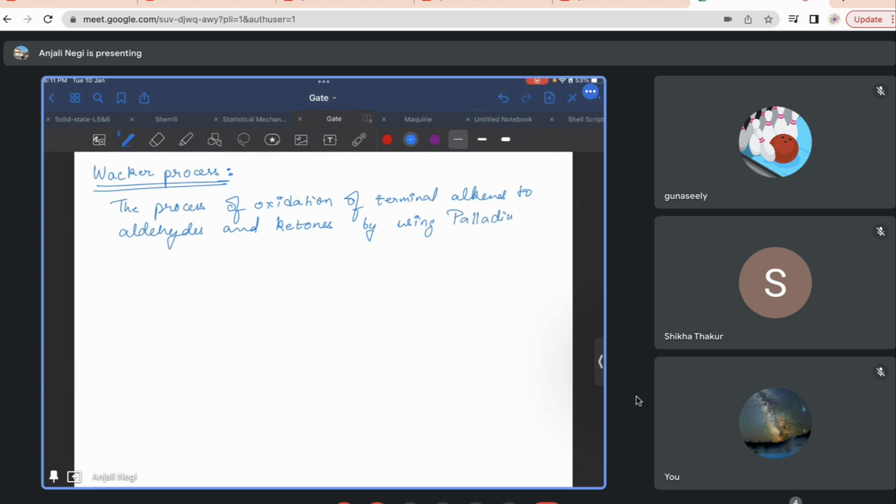Now by using palladium and copper compounds as catalyst, still we don't know the exact one, so in the next part I will tell. So this is what we call the Wacker process.